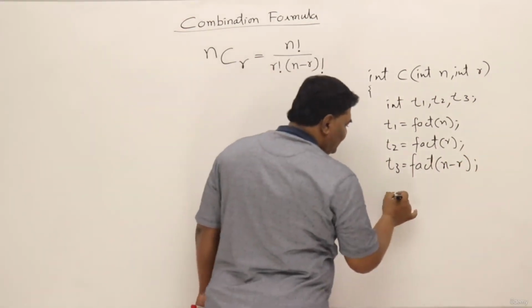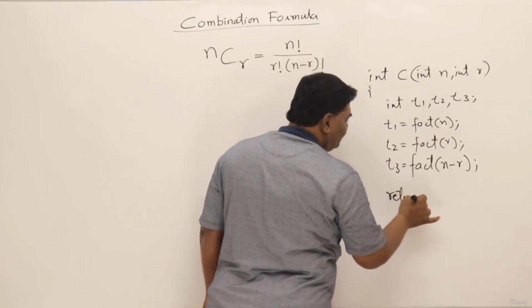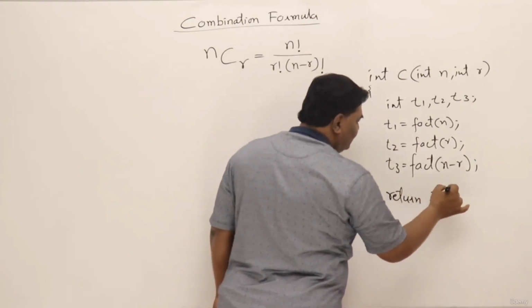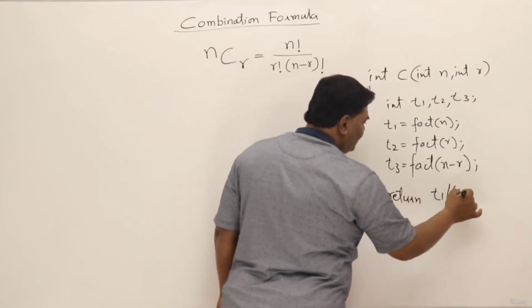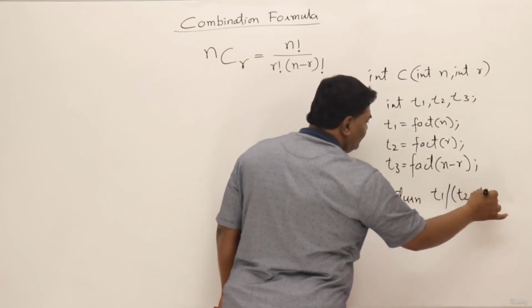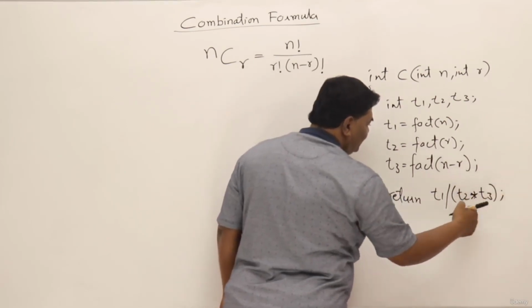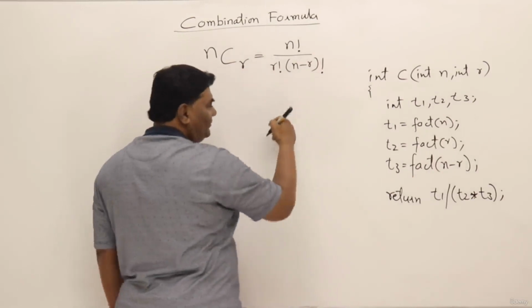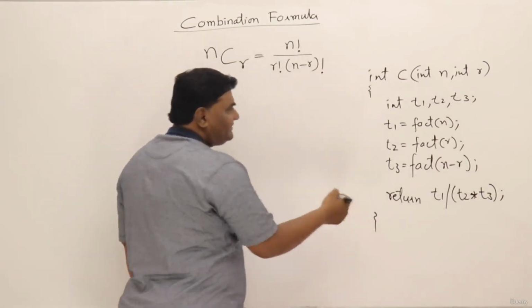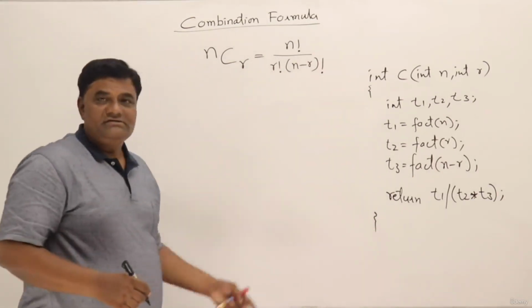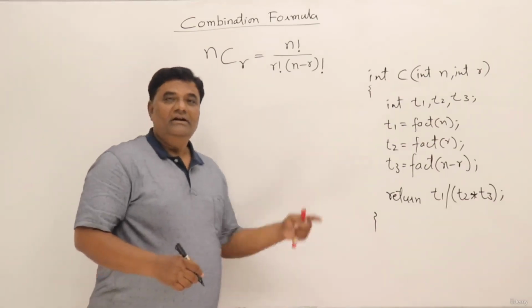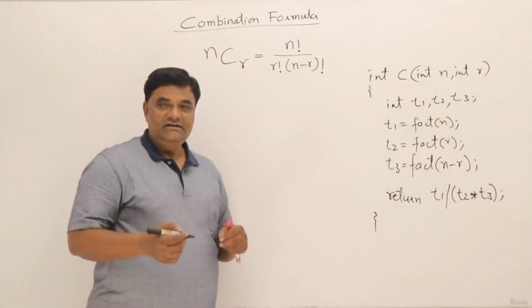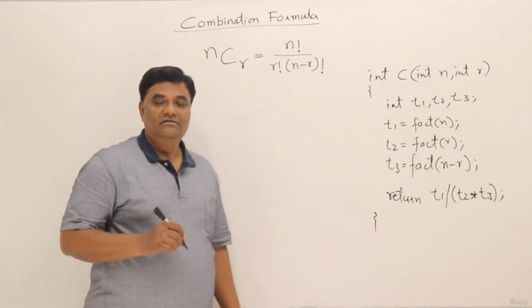Now I have the result, I can just return t1 divided by t2 into t3. These must be in brackets because both are in the denominator. That's all. It's a simple function for finding nCr value for any given n and r.